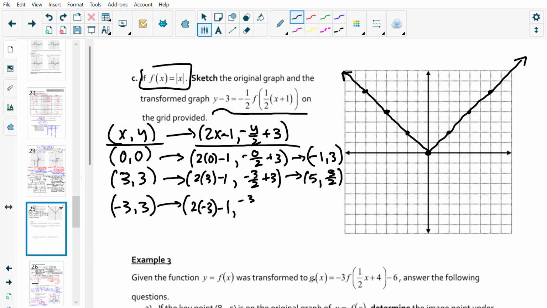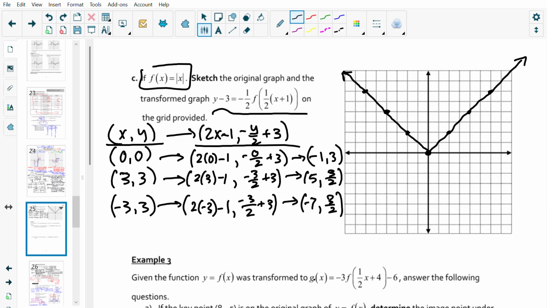2 times negative 3 minus 1, negative 3 divided by 2 plus 3. That's negative 6 minus 1 is negative 7. And that's negative 3 halves plus 3. Well, it's the same as the one before. That's positive 3 halves. Okay.